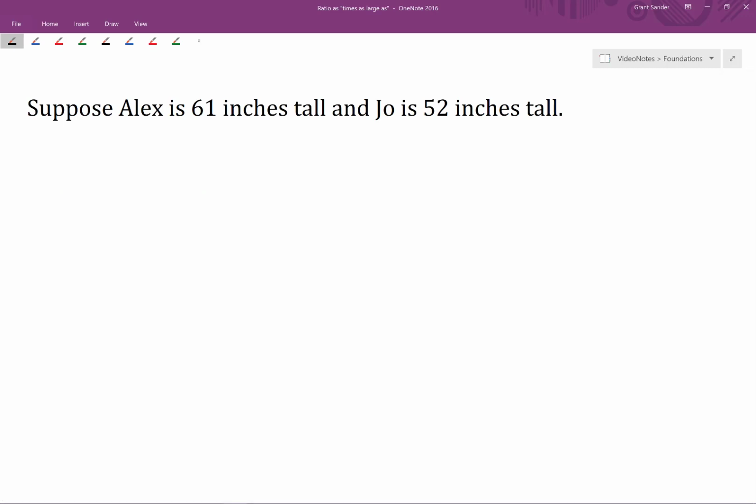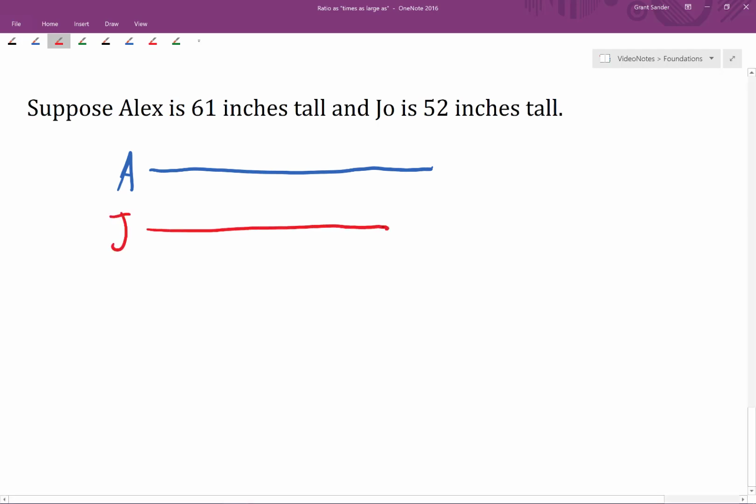Suppose Alex is 61 inches tall, and Joe is 52 inches tall. So maybe we'll represent those using line segments. I'll just say A for Alex's height. We'll use this horizontal line segment to represent that. Maybe that's a little too long, so let's do this. And then we'll represent Joe's height with this red line segment. And we know that this is 61 inches up here, and this is 52 inches down here.